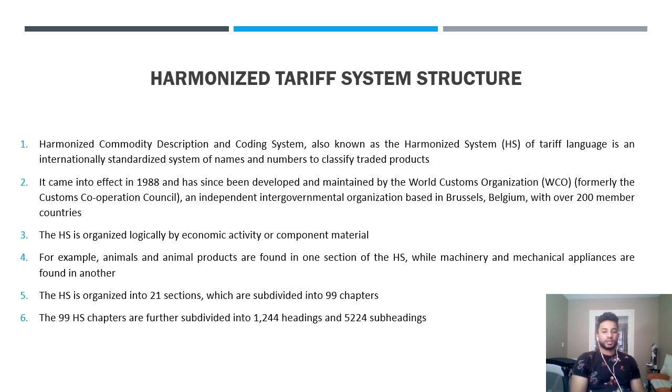This is a lot of stuff, and you guys will never use it. The HS is organized in 21 sections subdivided into 99 chapters. Basically, what the harmonized tariff system does is give a code to all the different types of products that are traded. They give them a name and a number, and then they get taxed on them differently. That's basically it.